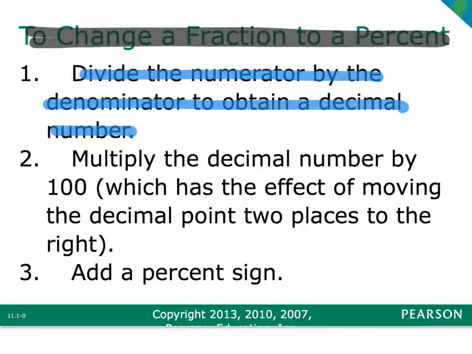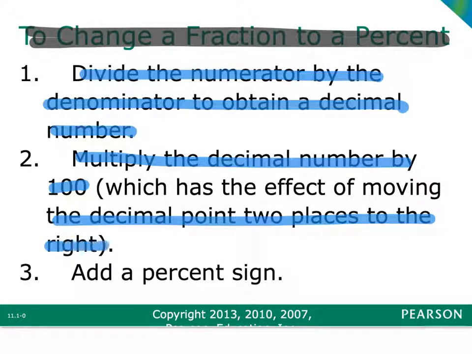Now we're going to a percent. We're at a decimal, and we're going to go to a percent. So now we multiply the decimal number by 100, which means moving the decimal point 2 places to the right. And then we add a percent sign as our third step.